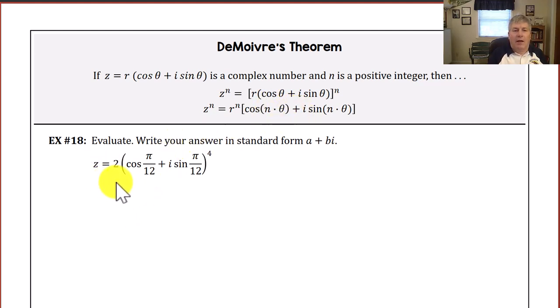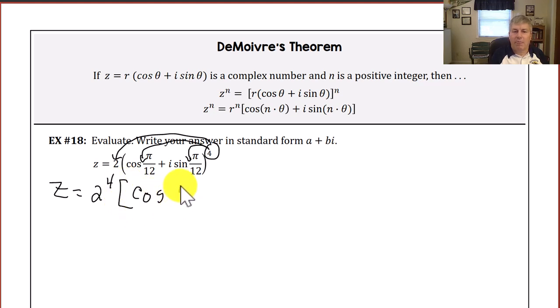So an example like 18 here. So z equals 2 cosine of pi over 12 plus i sine pi over 12, raised to the 4th. Well, that will then equal 2 raised to the 4th, because I can take that exponent and raise it to the 4th power. And then that 4 becomes a coefficient on pi over 12. So 2 to the 4th times the cosine of 4 pi over 12 plus i sine 4 pi over 12.